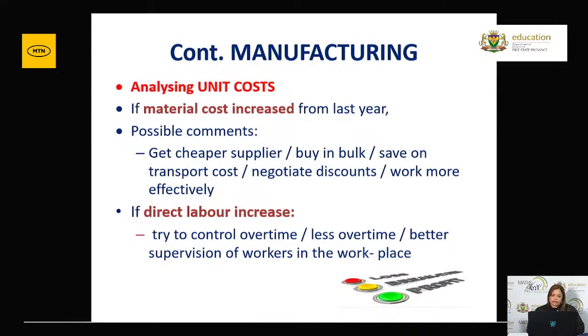Analyzing unit cost. Lately, they're asking you to look at the unit cost where there's a problem. If the material cost increased from last year, possible comments: you can get a cheaper supplier, buy in bulk, save on transport costs, negotiate discounts, work more effectively. If you look at your direct labor and it increased, then you will say you try to control overtime, less overtime, better supervision of workers in the workplace. Go through these types of answers so that when you are sitting there on Friday, you can at least go back to them and have these types of answers.